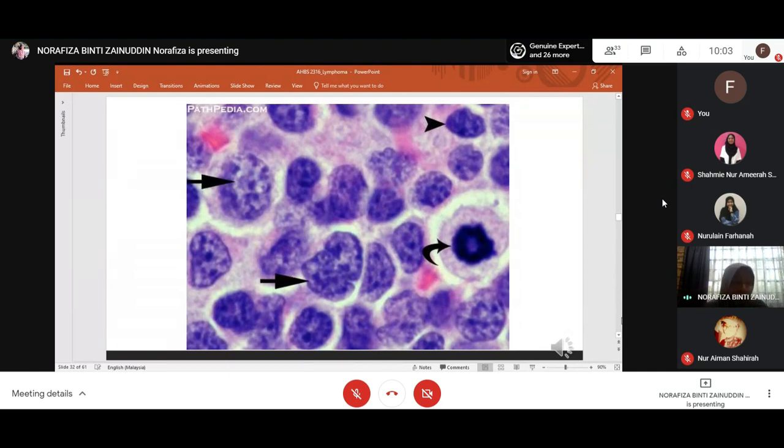Okay, this is a magnified version. Large pleomorphic cells, variant of mantle cell lymphoma. All right. This is evidence of mitosis. Compare the size of large cells with the small neoplastic cells.